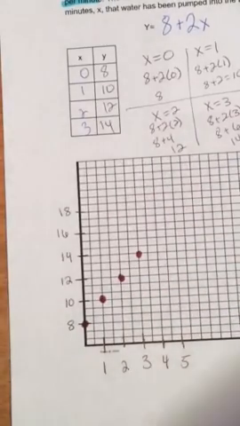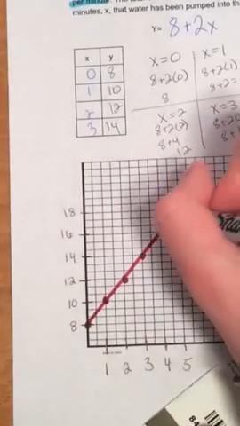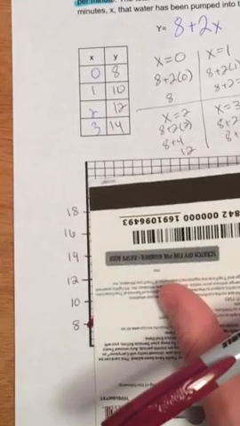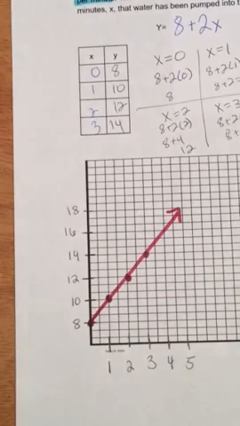Woohoo! Again, I'm going to take my cute little straight edge. Draw my nice little line through it. Wham, bam, I'm done. And again, I can see that it's a function if I draw a vertical line through any of the points. It doesn't hit more than 1 point, so I know it's a function.